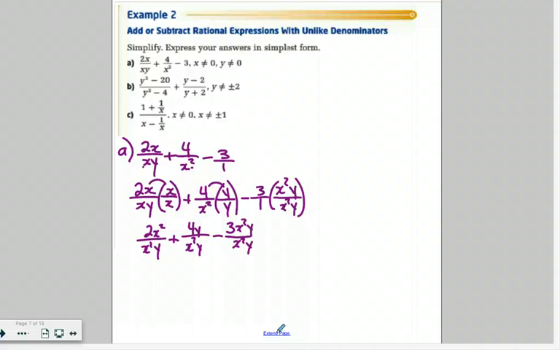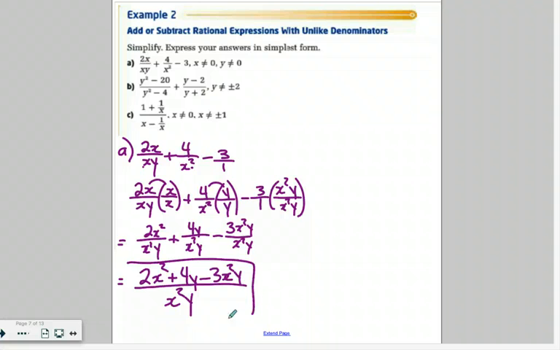So what I'm left with as my single fraction is 2x squared plus 4y minus 3x squared y, all over x squared y. I can attempt to simplify this, but looking in the numerator, I don't have any common factors. 2, 4, and negative 3 don't have any factors other than 1. Two of the terms have x squareds, but not the third. Two of them have a y, but not the third. So this is actually as good as this one is going to get.